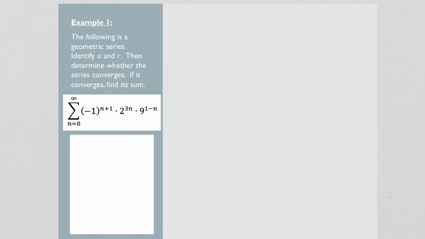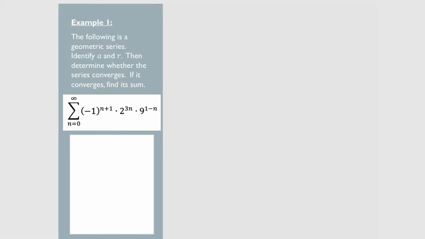Let's take a look at the first example. That is, the following is a geometric series. Let's identify A and R, and then determine whether the series converges. If it converges, find its sum.